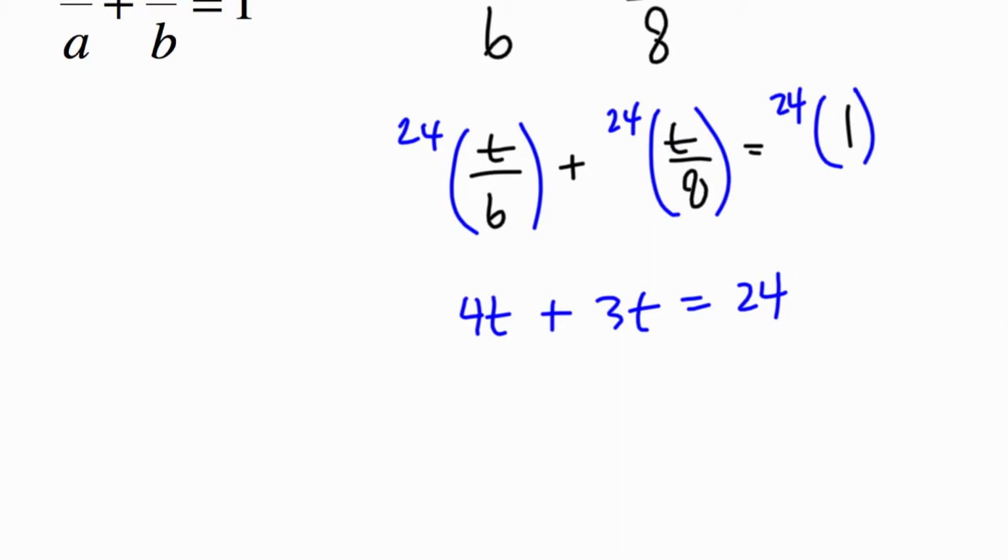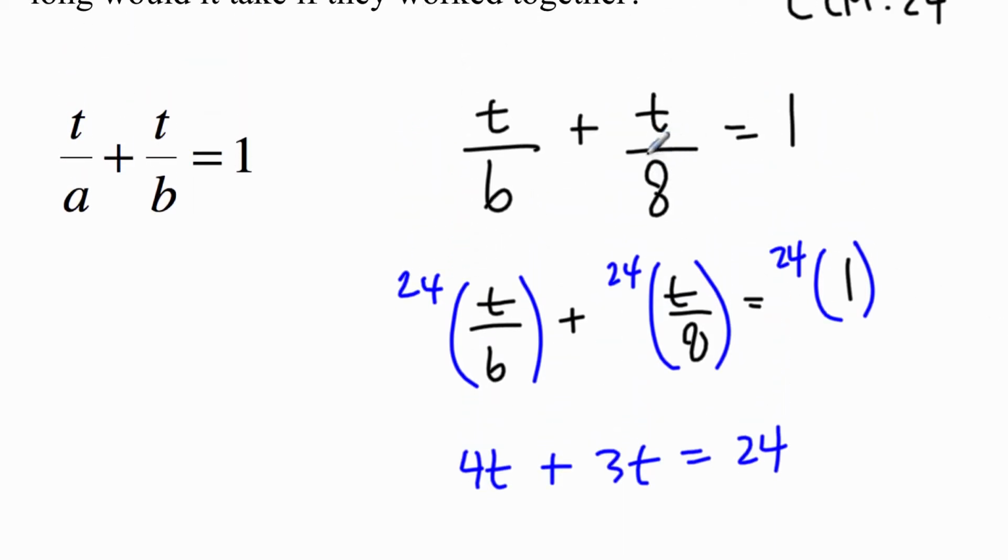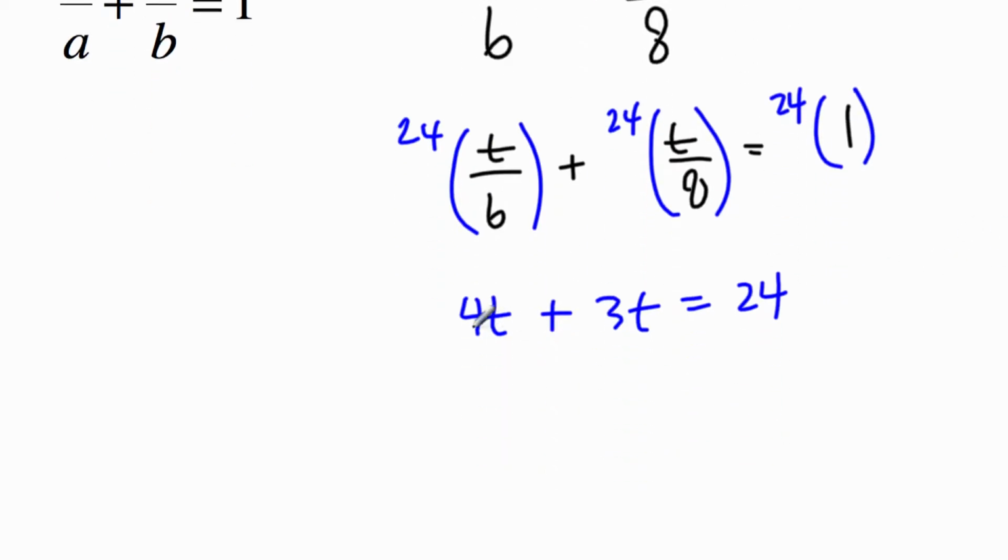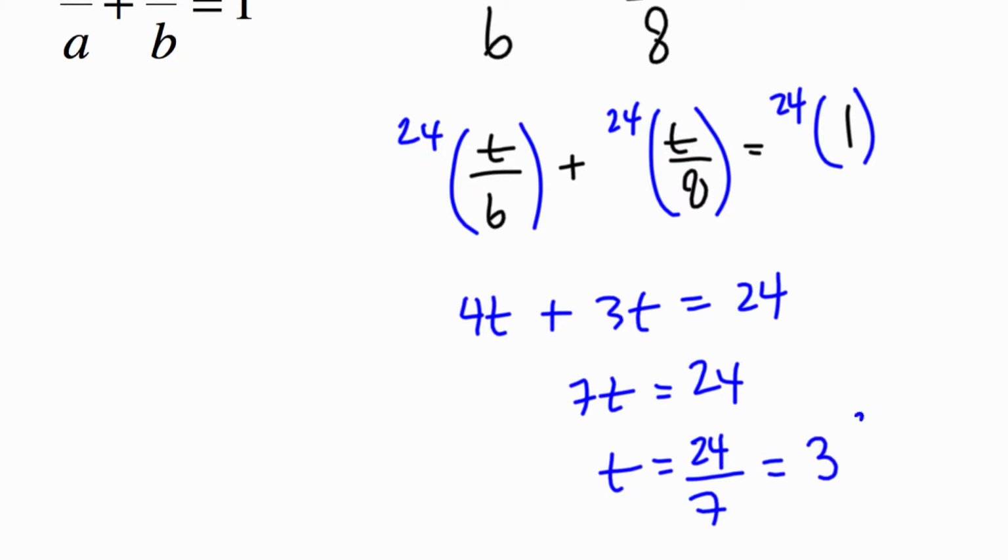Now, this equation here, I looked at it and went, how do I solve that? As soon as I use this I hate fractions principle, now I've got an equation that is like, oh, I know how to do that. I'll add these two, so that's 7t is equal to 24, and then I'll divide both sides by 7 to give me 24 over 7. If you divide that, that's going to be 3 3/7, or not quite 3.5 hours. So one person took 6, the other person took 8. Together, it would take them 3 3/7 hours, almost 3.5 hours.